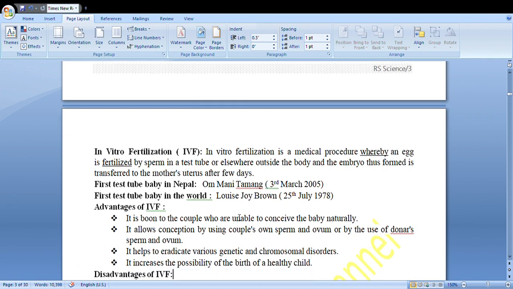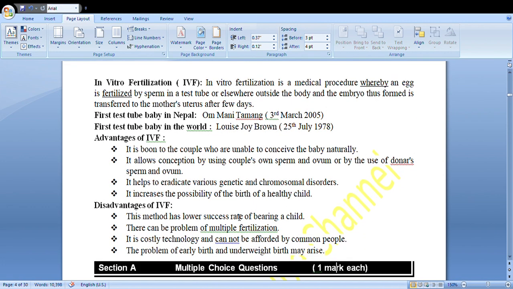In vitro fertilization, IVF. In vitro fertilization is a medical procedure whereby an egg is fertilized by sperm in a test tube or elsewhere outside the body. An embryo thus formed is transferred to the mother's uterus after a few days.